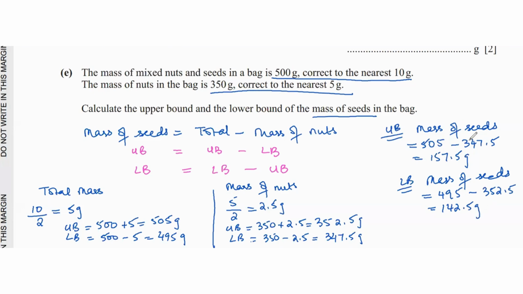Remember, when you're trying to find the difference, if you're trying to find the maximum value, which is the upper bound, we will do the upper bound minus the lower bound. And if you're trying to find the minimum value, which is the lower bound, we will do lower bound minus the upper bound. We're basically subtracting the bigger value from the smaller one. And for upper and lower bounds in division, the rule is also similar. If you're trying to find the upper bound in division, the numerator is the upper bound and the denominator is the lower bound. And if you're trying to find the lower bound in division, your numerator is the lower bound and the denominator is the upper bound.